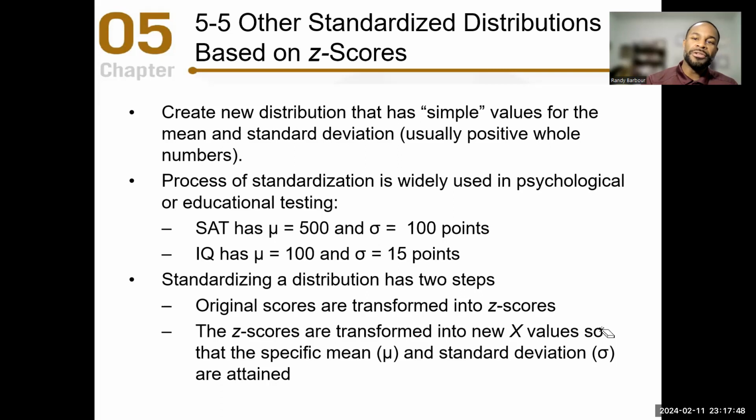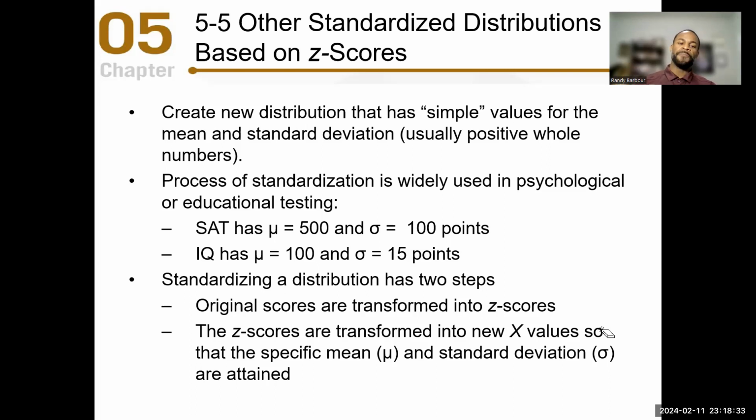Okay. So it says other standardized distributions based on z-scores. Again, you create a new distribution that has simple values for a mean and a standard deviation. Oftentimes it's easier to create a distribution that is simply whole numbers. So when you're standardizing a distribution, it's very easy to create a more basic scale that's easier to compare values. The SAT test, the ACT test, the IQ, they're all standardized measures, and they have standardized scales.